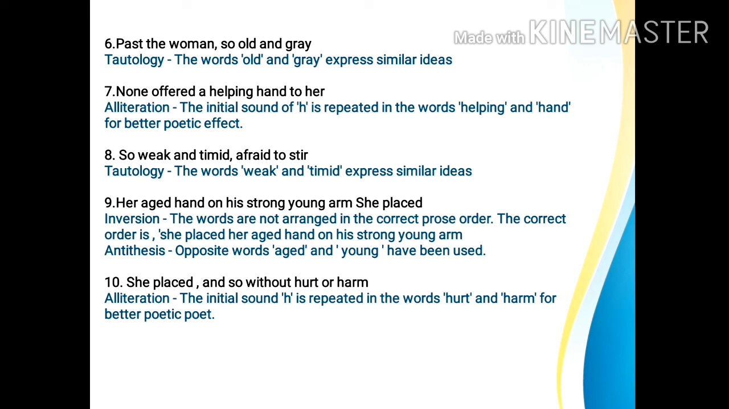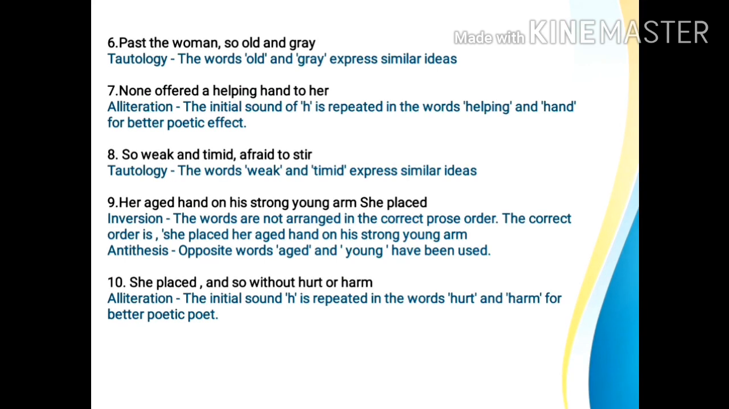Next line. So weak and timid, afraid to steer. Tautology, because the words weak and timid express similar ideas. Next line. Her aged hand on his strong young arm she placed. Two figures of speech are used in this line. First one is inversion. The words are not arranged in the correct prose order. The correct order is, she placed her aged hand on his strong young arm. The second is antithesis, because the opposite words aged and young have been used.